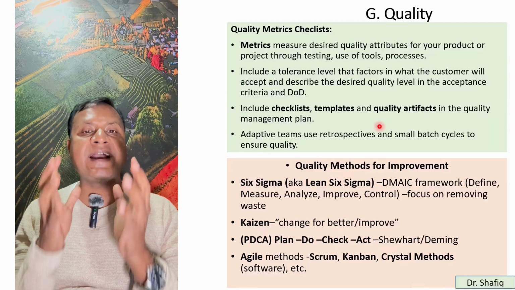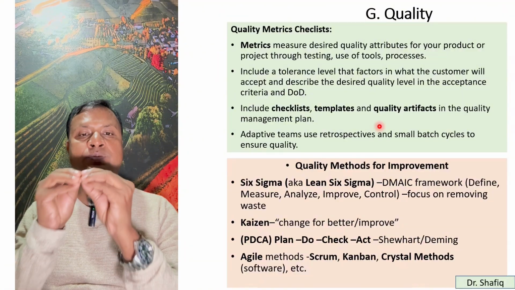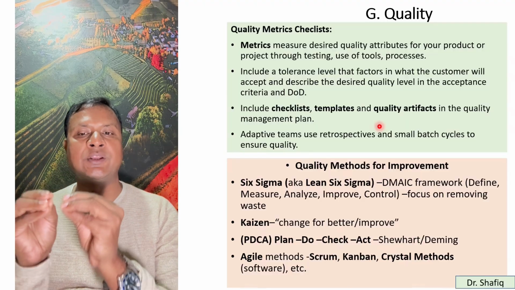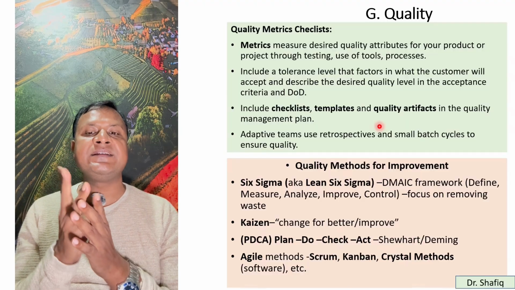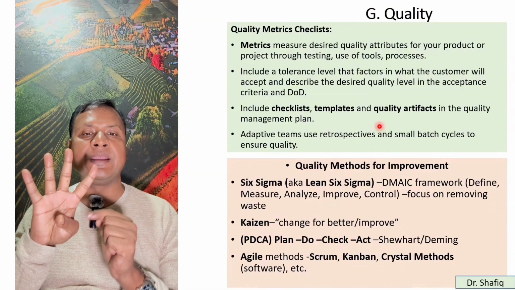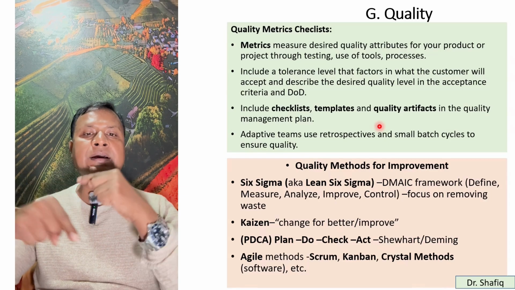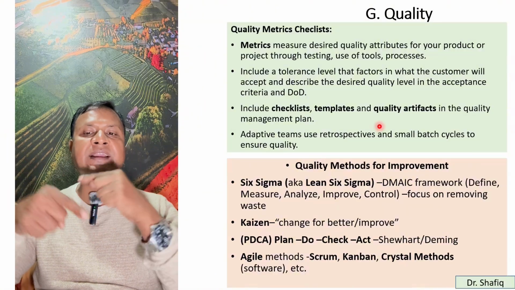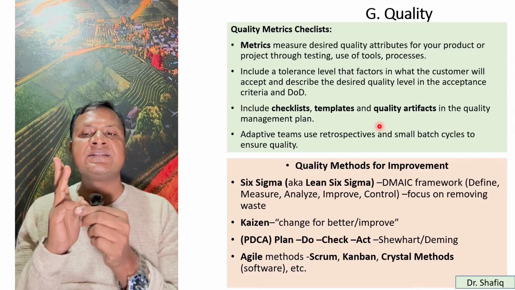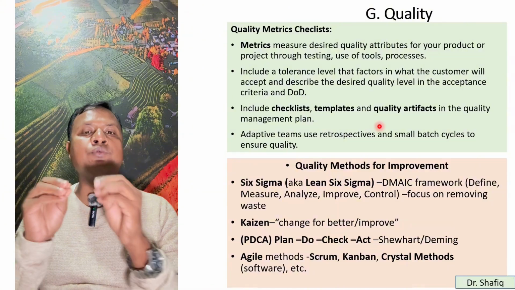Another is the Japanese word Kaizen, change for better, change for improvement. So each small improvement can ensure quality management. So Kaizen is another way. And number 3 is PDCA: plan, do, check, act. And in this way, you can rehearse it, you can repeat it again and again. And the last one is the Agile method. For the Agile method, there are many: Scrum, Kanban, Crystal methods, and so on. So in the Agile approach, we'll discuss it.